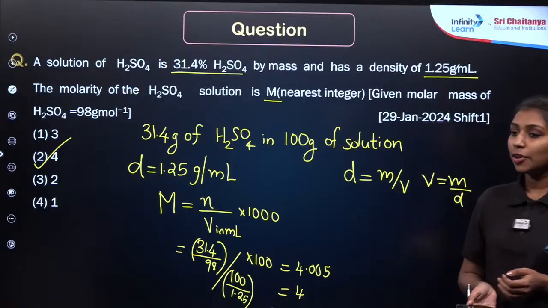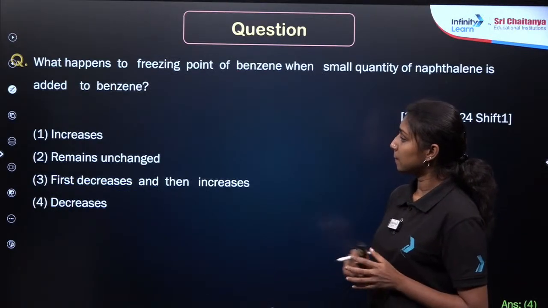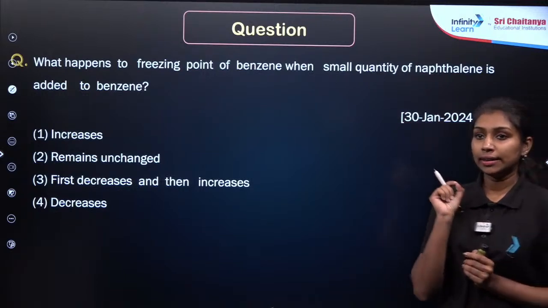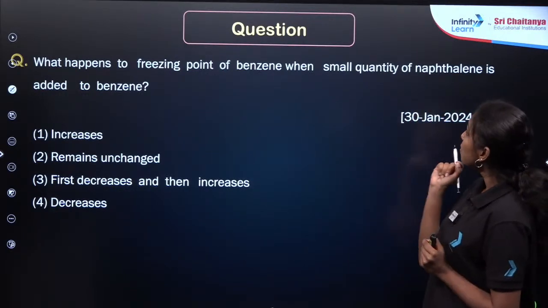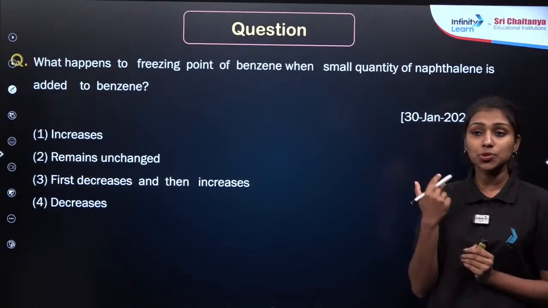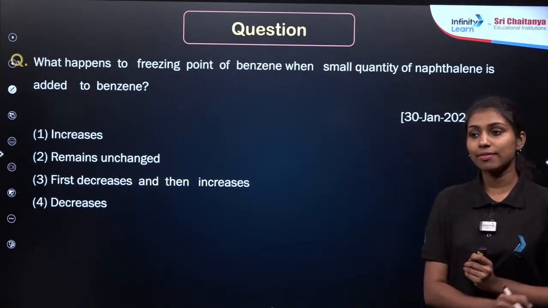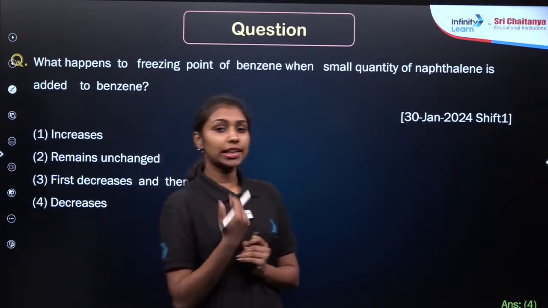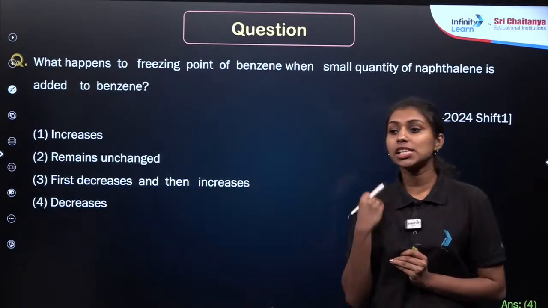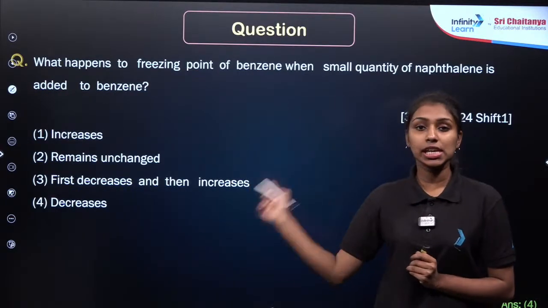Yes, fine. Now here is the next question. The question is, what happens to the freezing point of benzene when a small quantity of naphthalene is added to the benzene? The question is related to our colligative properties. We have already covered all the colligative properties: relative lowering of vapor pressure, elevation in boiling point, depression in freezing point, osmotic pressure. Among them, which factor is affecting here?